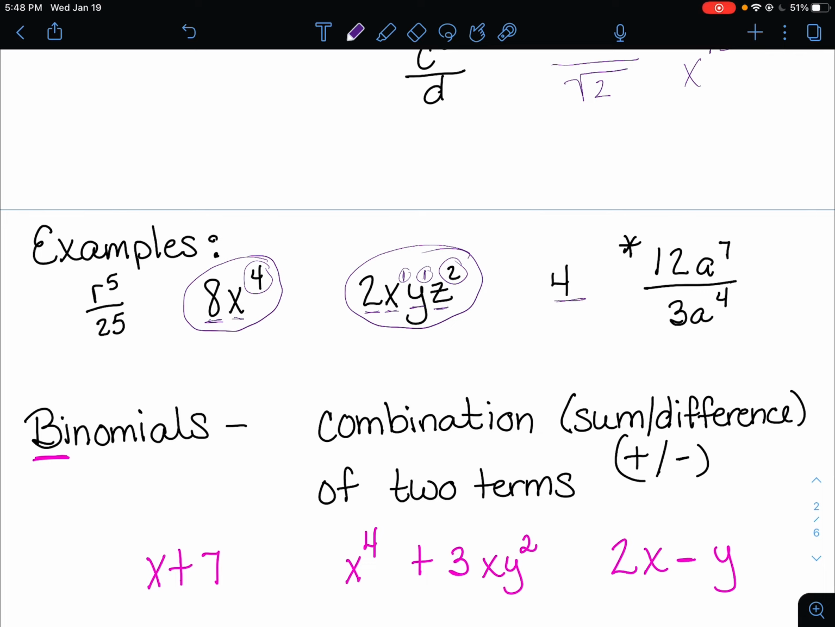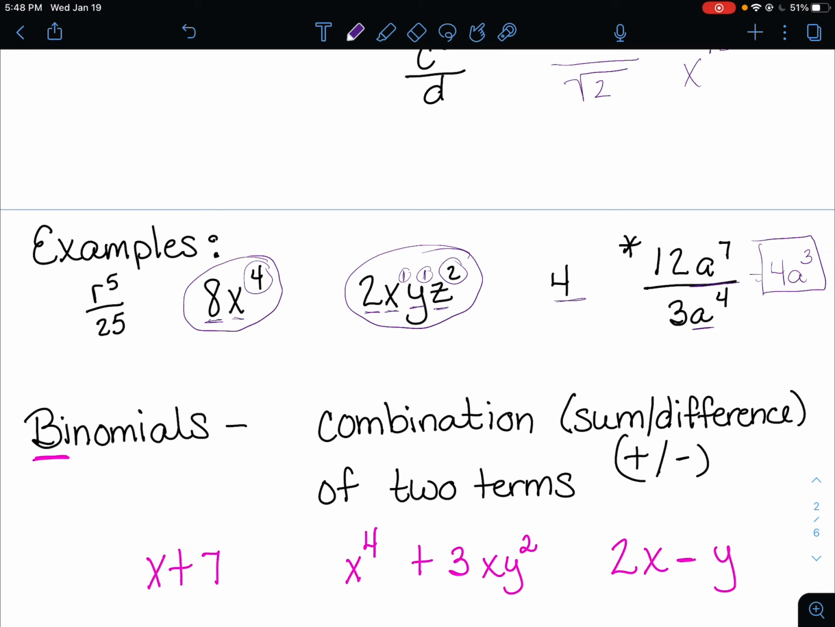This one has a little star because I told you before we can't have a variable in the bottom, so you would think immediately it's not. However, this reduces. 12 divided by 3 is actually 4. And a to the 7th divided by a to the 4th, they have the same base, so it's a to the 3rd. So this simplifies down, and it is a monomial. So we always have to think about simplifying as well.